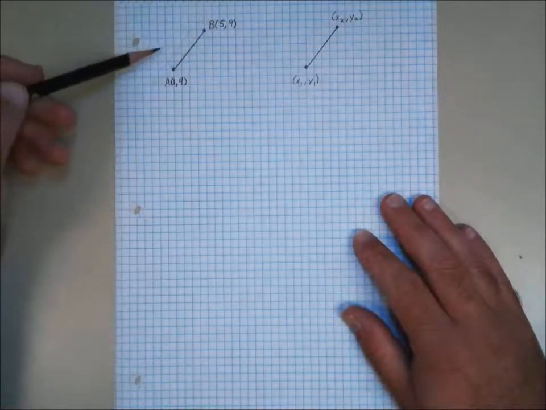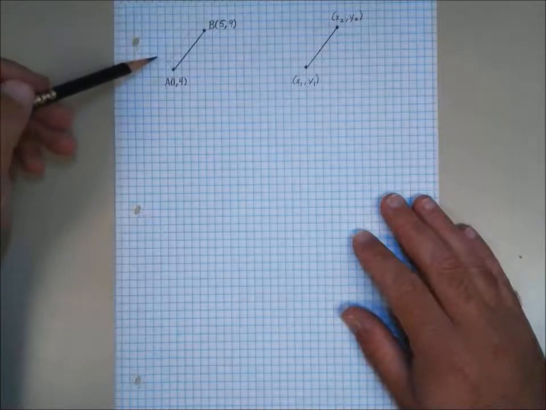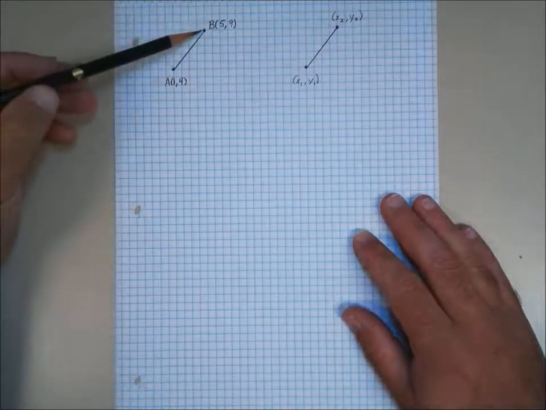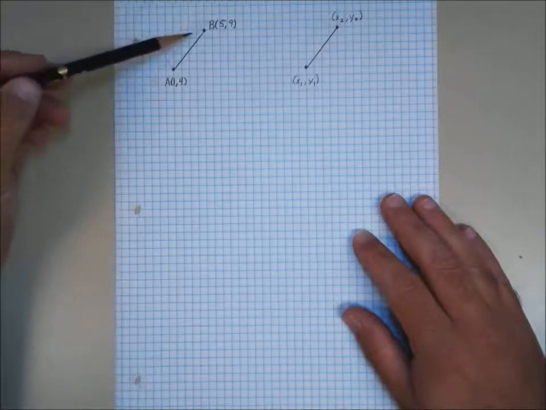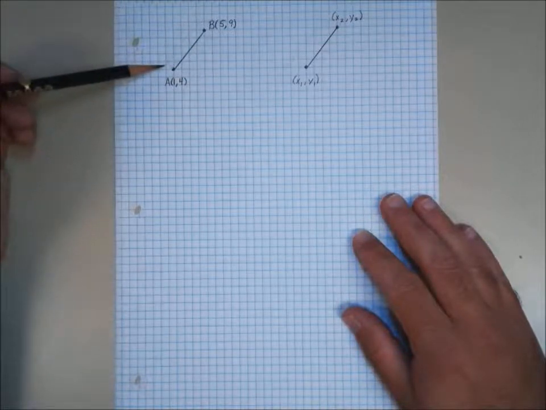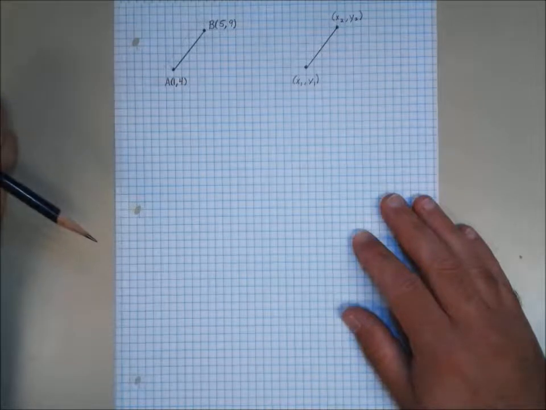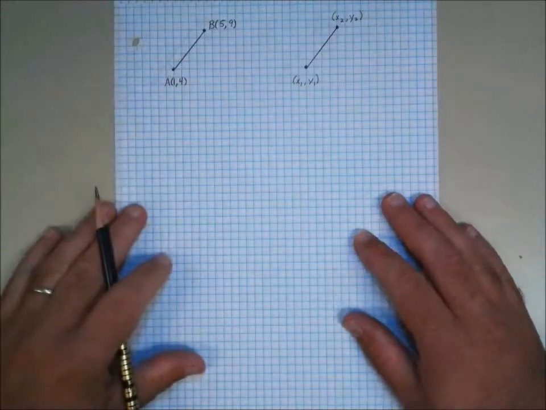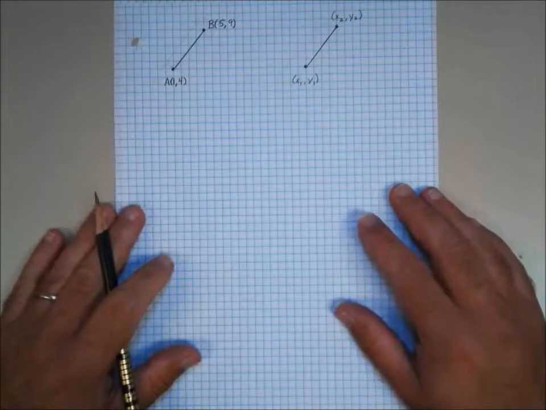I want you to think about how you can use knowledge that you have had in the past to find the length of this segment. Okay, you may have done it several different ways. I'm going to show you one way using the Pythagorean Theorem.